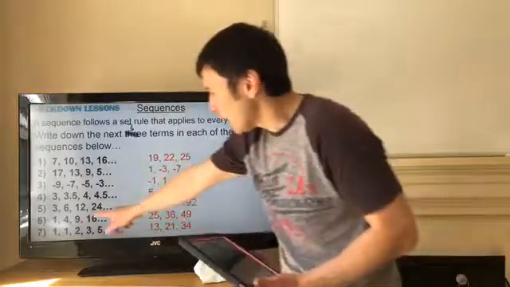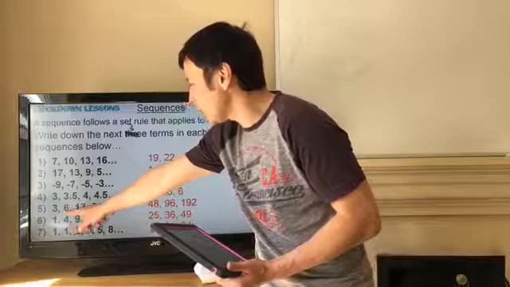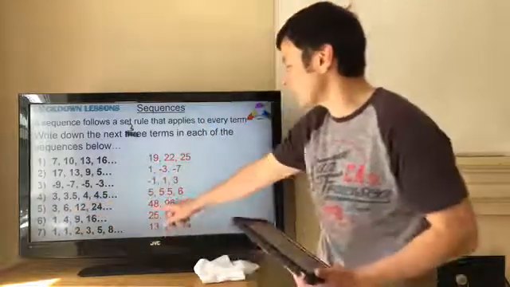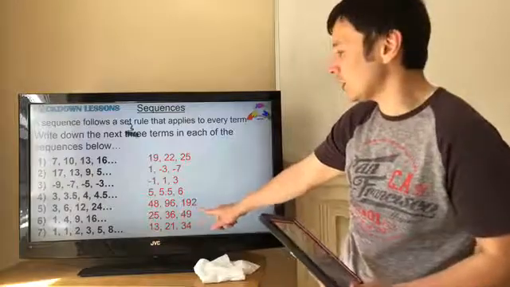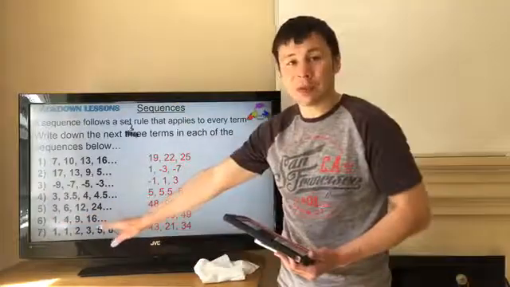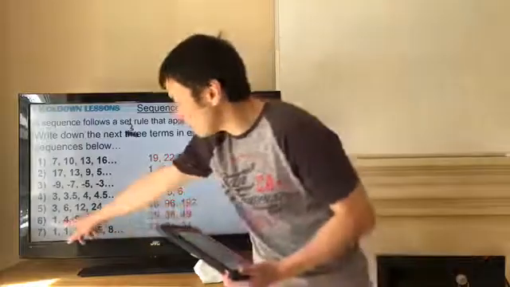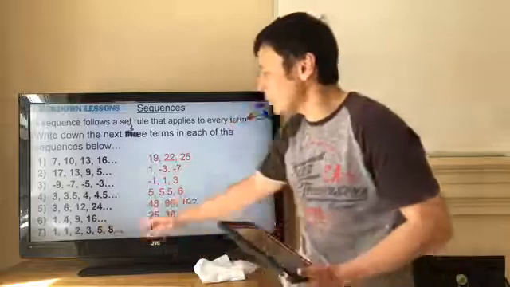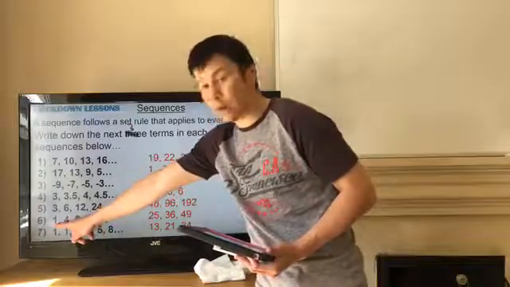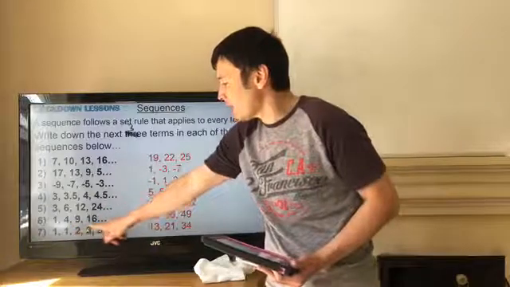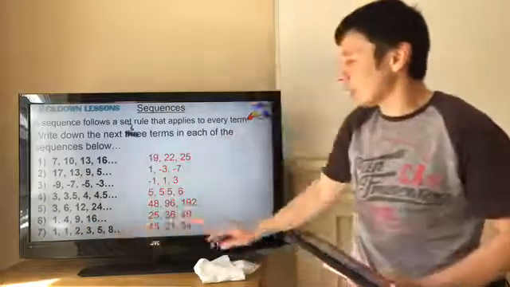This one here, each time it is doubling. So you're doubling it, doubling it, doubling it. So it's 48, 96, 192. And this one here, they are your square numbers. Or the gap goes 3, then you add 5, then you add 7, then you add 9. But you should spot these as your square numbers. 1 squared is 1, 2 squared is 4, 3 squared is 9, 4 squared is 16, and so on.